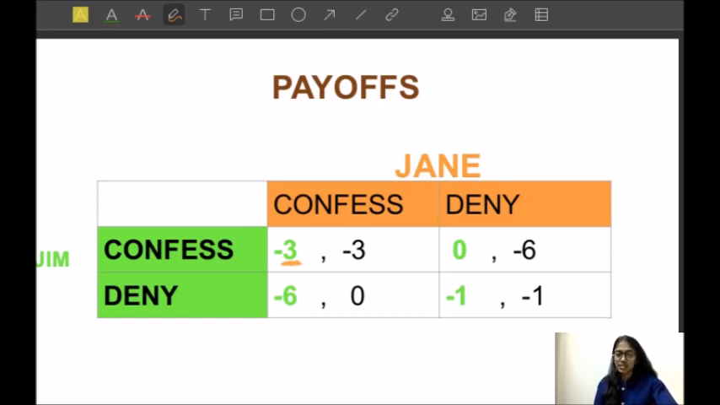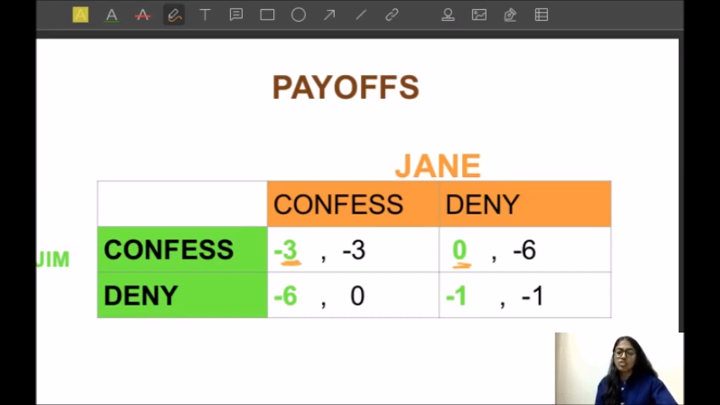Now if he thinks Jane denies, then what will Jim do? Again, he has both options, confess and deny. If he confesses, he gets 0 years of jail, and if he denies, he gets 1 year in jail. So obviously, again, he will choose to confess. So Jim will always confess no matter what Jane does.